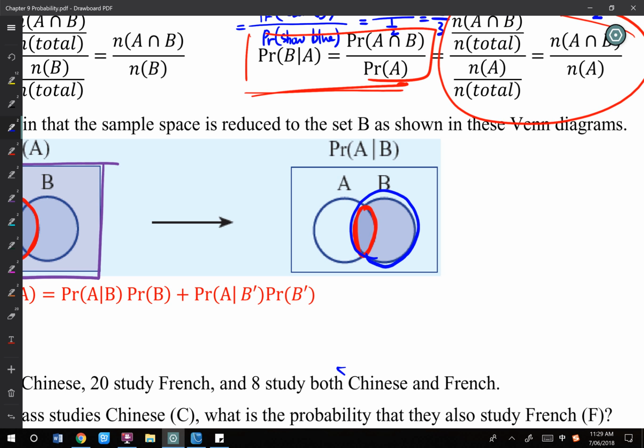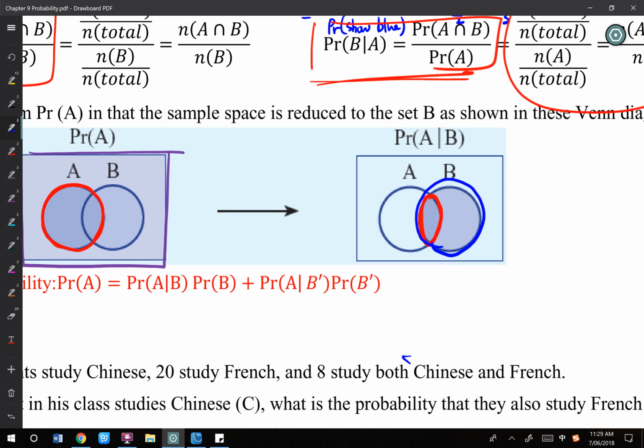Because you have eliminated all the possibilities outside B. B already happened, that's something you know. Then you want to talk about the probability of A happening. A happening will be that intersection part over the total area of B. So that's the probability of A given B.